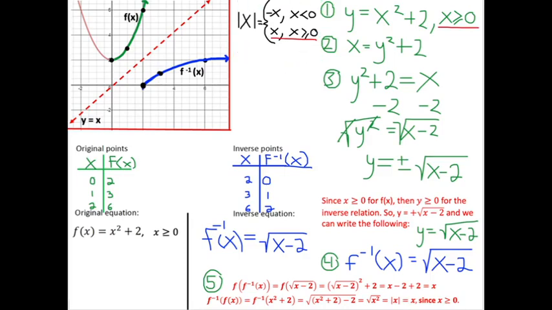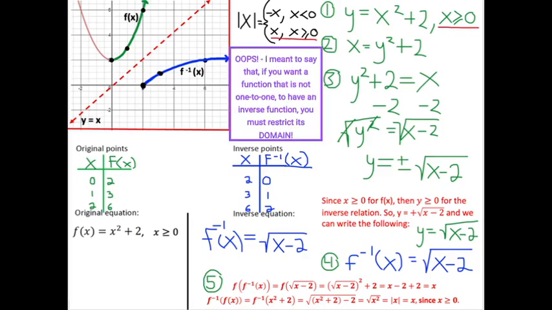All right, so that's the entire process of getting the equation for f inverse of x and showing that it is an inverse. But the main thing to understand here is that you have to restrict the domain if it's not 1-to-1.